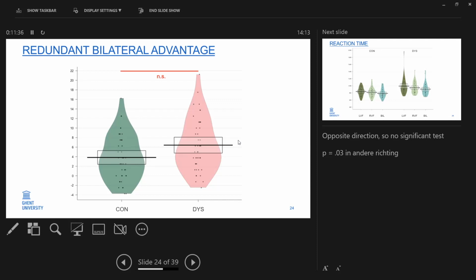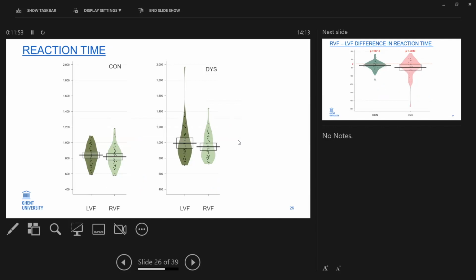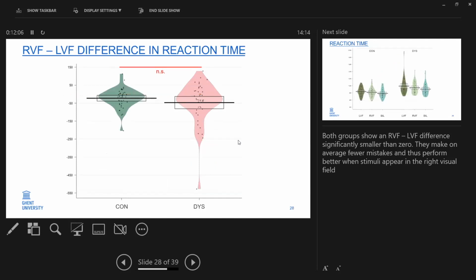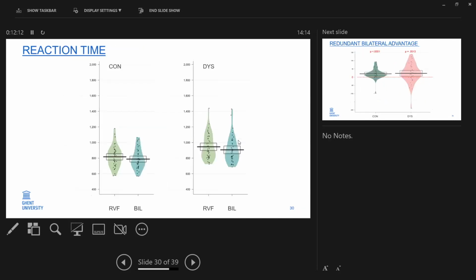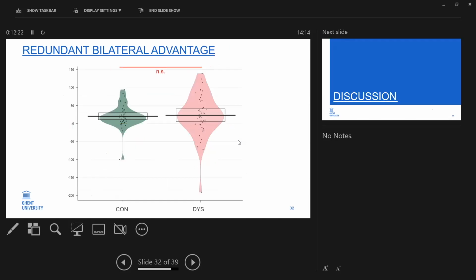So now I want to go to the reaction times, and I can be quite brief. It actually looks almost the same as the error rates. However, it's not more apparent, but less apparent. So to quickly go over it, for the right visual field advantage, we can see that they are a little bit faster than compared to the left visual field in both groups. It is barely significant, and it's not significantly different between both groups. And then if we go to the bilateral redundancy advantage, we can see again quick, faster responses on the bilaterals in both groups and not significantly different from each other.